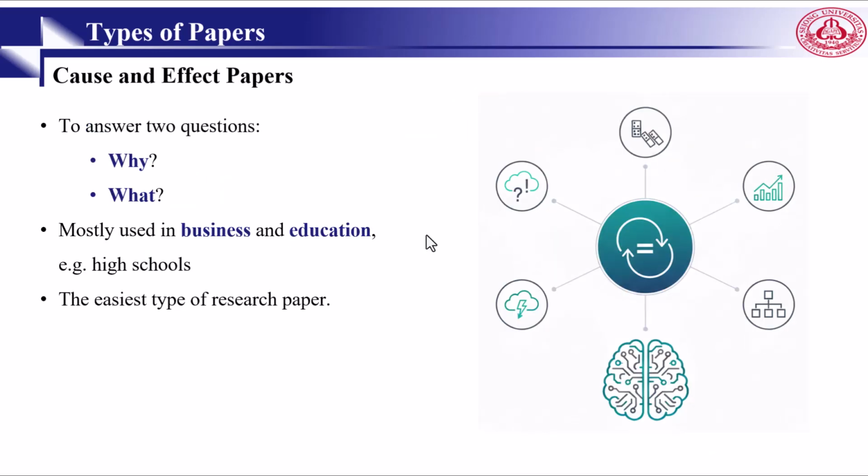Cause and effect research papers are mostly the very first kind of research paper that high school students and businessmen are comfortable with the most. They have to answer questions like why and what. It is known as the cause and effect research paper. In the business and education fields, this sort of research paper is used the most because it is the easiest type of research paper to write.